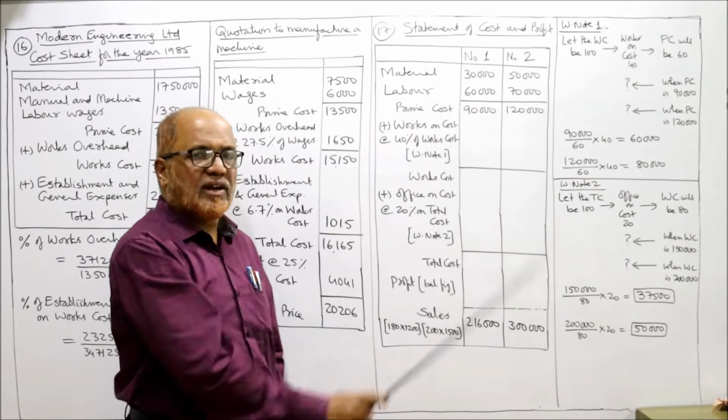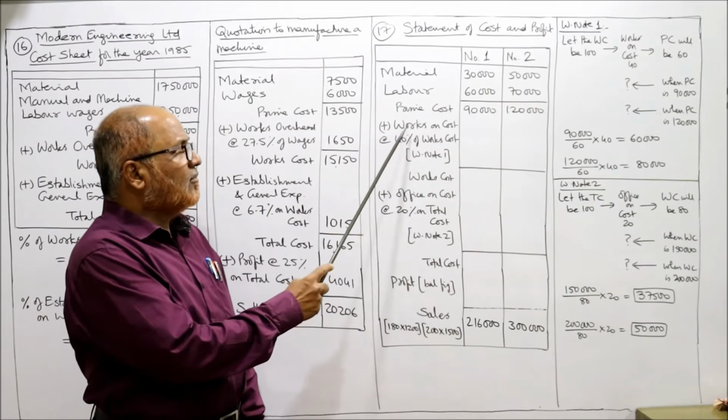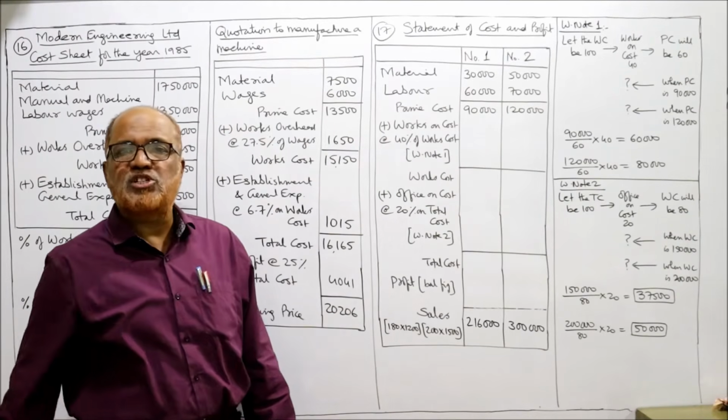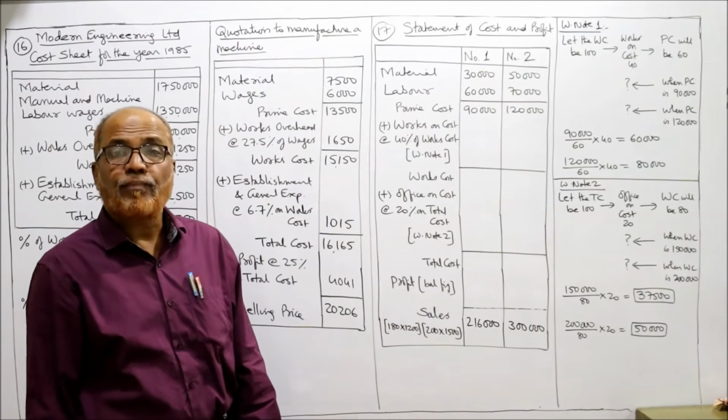Prime cost 90,000, 1,20,000. This is the complete information given in the problem. Now add works on cost. Works on cost means factory overhead at the rate of 40% on works cost.